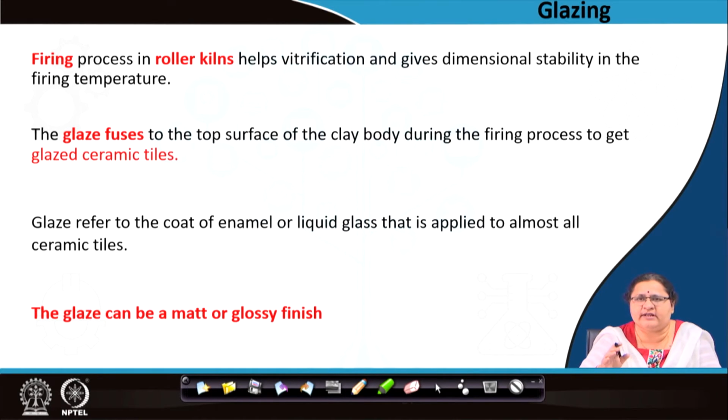If you don't put the glazing on top of it, that is when you are spraying, if you don't spray the glazing on top of it, it will remain unglazed. Yes, ceramic tiles are of two types, one is unglazed type, one is glazed type. Glaze, as you see, it is written, refers to the coat of enamel or liquid glass that is applied to almost all the ceramic tiles. Now again, glaze can be matte, glaze can be glossy in finish.